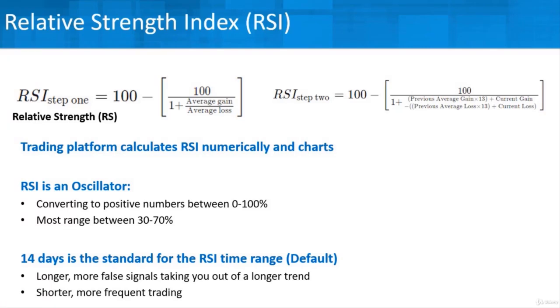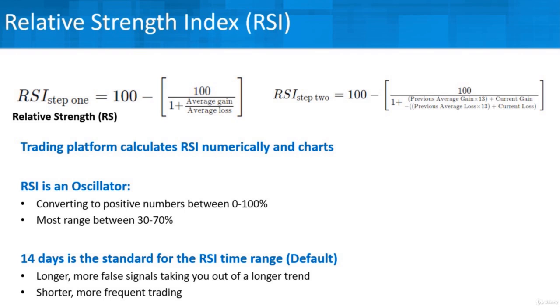Also, the default for RSI, as far as how it was developed, is 14 days, 14 trading days, which is the standard for RSI time range. You could use other time ranges. You could use 14 periods, so it could be 14 hours, 14 minutes, whatever you might want to do. But the standard was built around days, which is 14 days as a standard for an RSI.